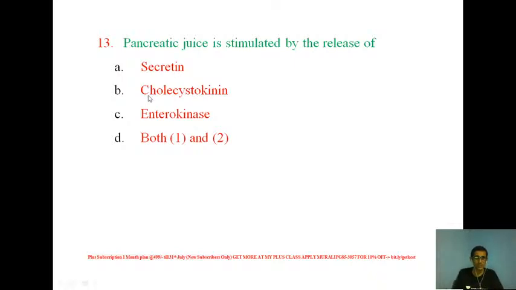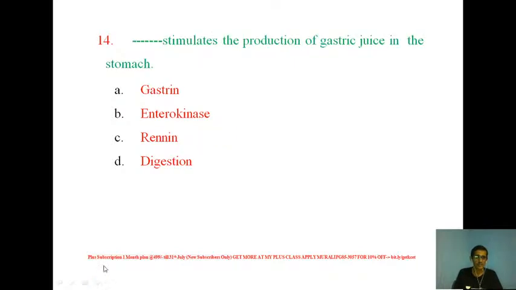So pancreatic juice is stimulated by the release of what? Pancreatic juice is produced from the exocrine part of the pancreas, isn't it? So the control mechanism is by secretin and cholecystokinin. So answer is D, both 1 and 2, for question number 13.